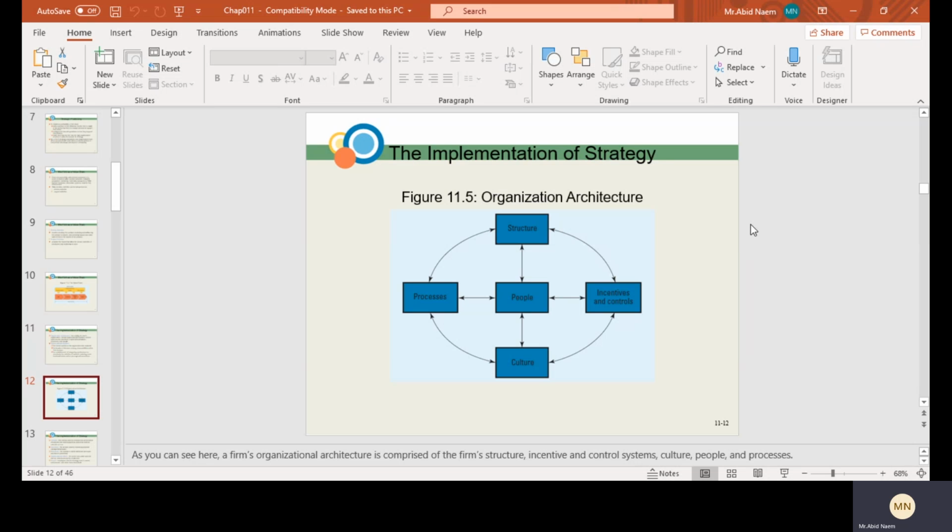People can influence the incentive system, structures, culture and processes, whereas process can also influence structure, people, and culture. So it's a two-way communication, not a linear flow of information or effectiveness, but rather a two-way communication.